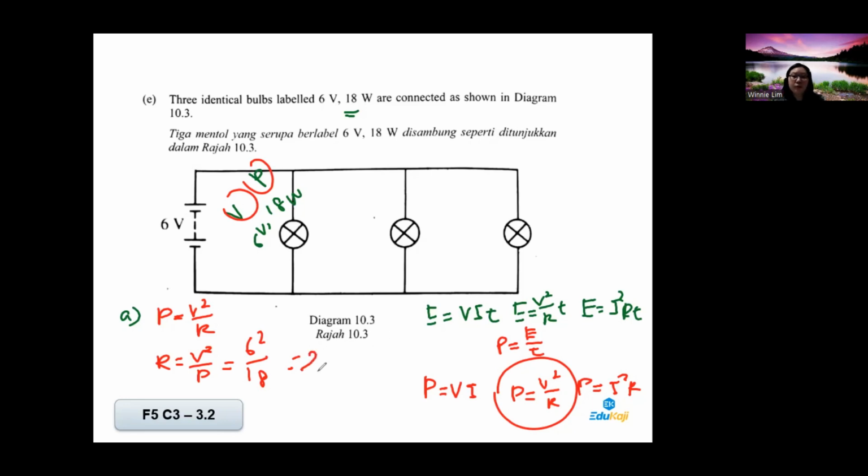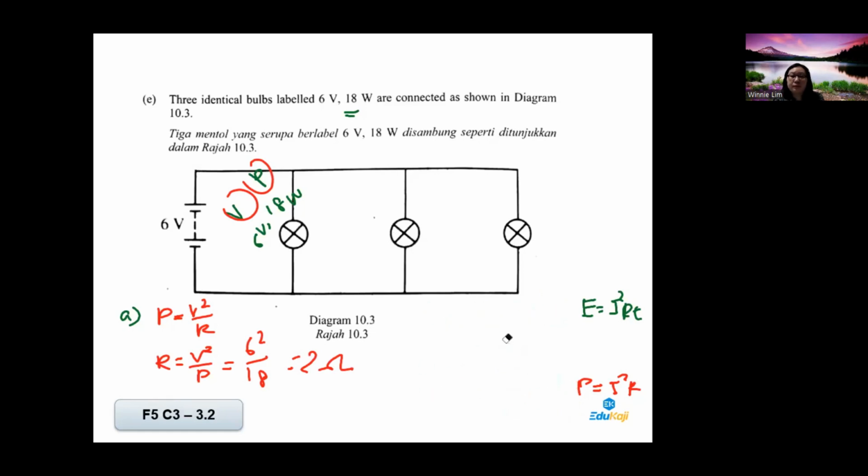So the resistance for each bulb is 2 ohm. Then next one, what do they want? They ask you to calculate the total effective resistance of the circuit. So you need to know, is this a series circuit or a parallel circuit? If it is parallel, remember you have the formula 1 over R equals 1 over R1 plus 1 over R2. Remember you have R1, R2, R3, these 3 bulbs respectively.